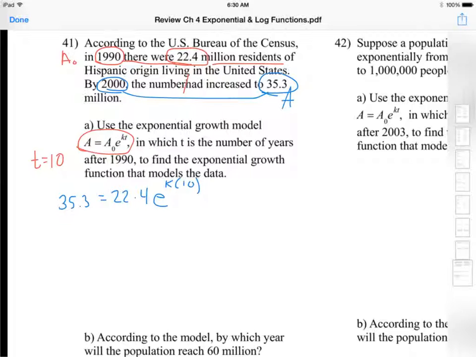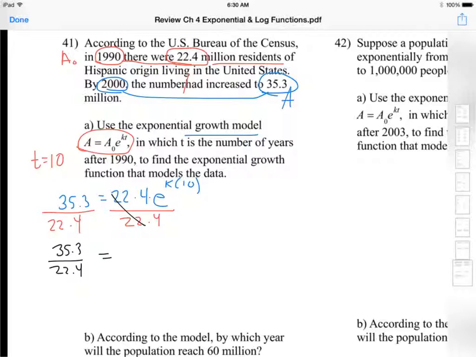So we want to solve for the rate. That way we can actually write an exponential model, or actually they just want an equation. So our k is in the exponent, so we need to get it down. We also need to isolate the base first, because right now that 22.4 is multiplying it. So I want to divide by 22.4, and then after that I'm going to take the log of both sides. So simplifying this, I get 35.3 over 22.4. I don't know what that is. I'll put it in the calculator later.